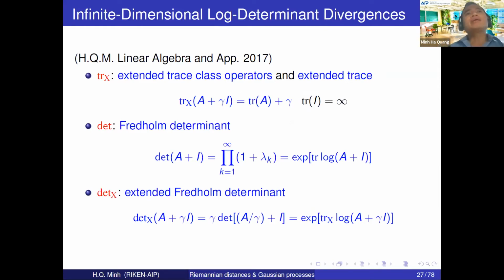And we have something classically called the Fredholm determinant, the determinant of A plus I, which is the infinite product of 1 plus lambda k. So this is always well defined, but we also want to define the determinant of A plus gamma I as well. It's given in this form here. So we're extending the Fredholm determinant to the case when gamma is not equal to 1.